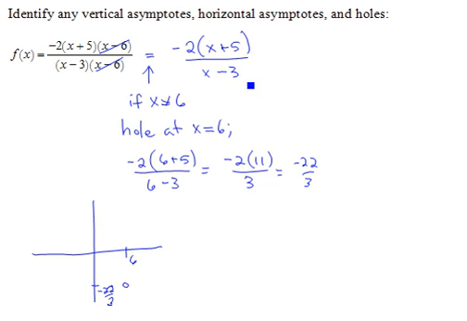We also need to find vertical asymptotes. Those will occur wherever the denominator is 0, but the numerator is not 0. And so we see that x equals 3 gives us a vertical asymptote. So we'll sketch that on our graph.